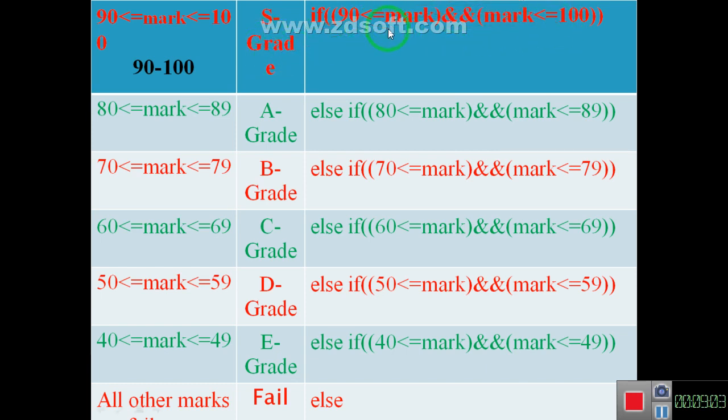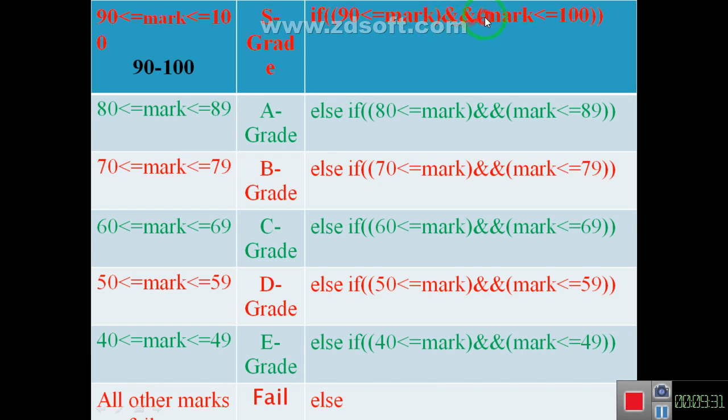If this condition is true and this condition is true, both conditions are true, then the corresponding if body will execute. Similarly, the else body also contains two conditions: 80 and above, and below or equal to 89. Similarly, I wrote all the conditions. Try to go through the entire marks and conditions. It is very simple.